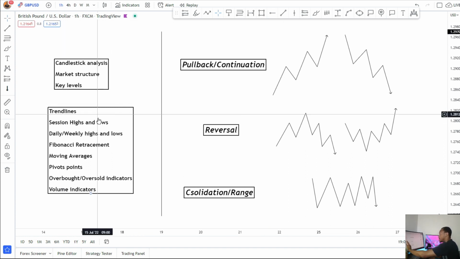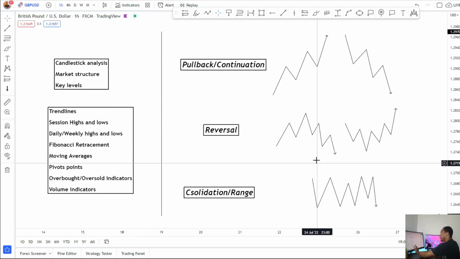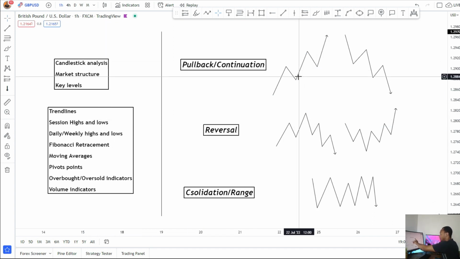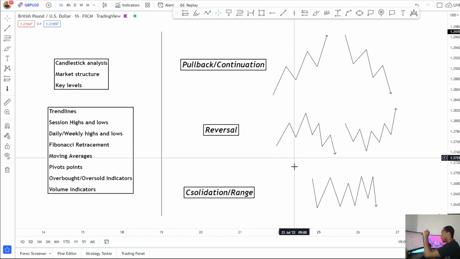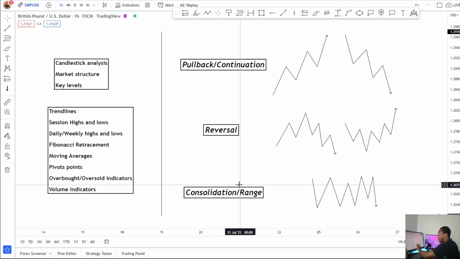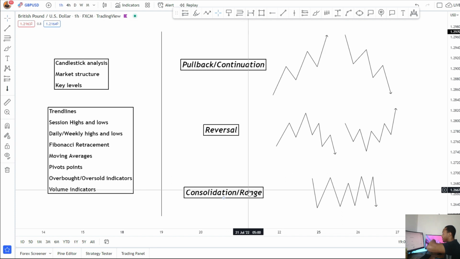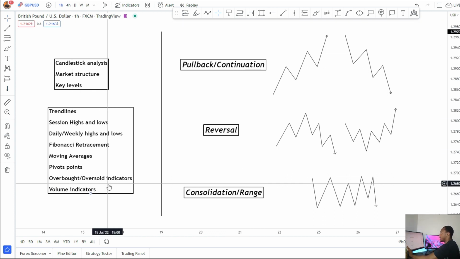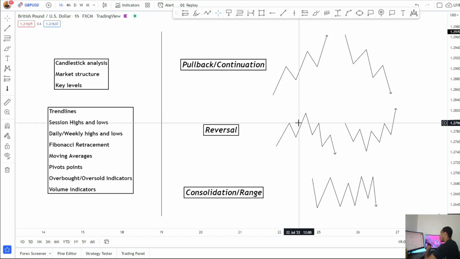And we use all of these tools here on the left to interpret what's going on on the right, when that pullback and that continuation is going to happen, when that reversal is going to happen, and when that consolidate. Oh, I actually did a misspelling there. I did not realize. My bad. Consolidation. That is not a good look there. Excuse me for that. So yeah, consolidation, range. Same thing, the market starts between two barriers, a high and a low, resistance and support. And again, I'll be doing more videos on support and resistance, so look out for that. But we use the tools on the left to interpret what is going on in the right.